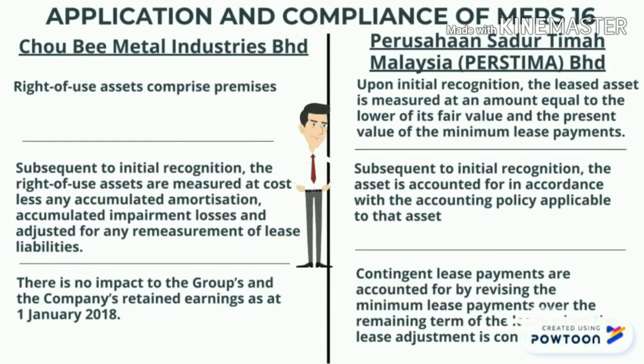Thirdly, there is no impact to the group and the company's retained earnings as at 1st January 2018 for the Chow B Metal Industry Berhad. And for the Peristiwa, contingent lease payment are accounted for by revising the minimum lease payment over the remaining term.